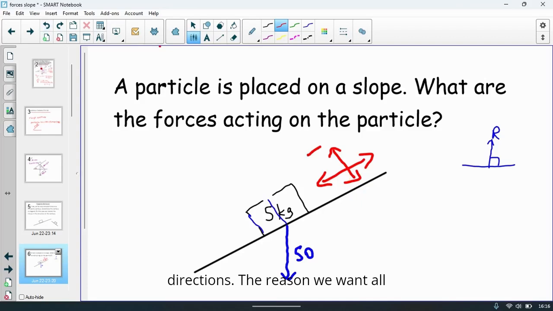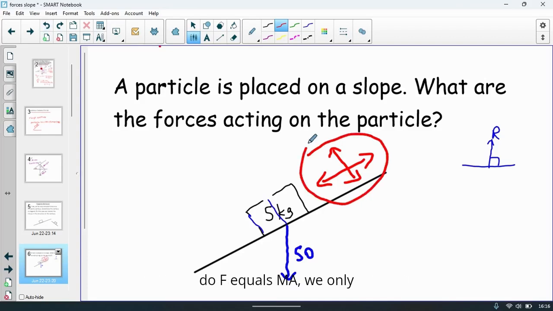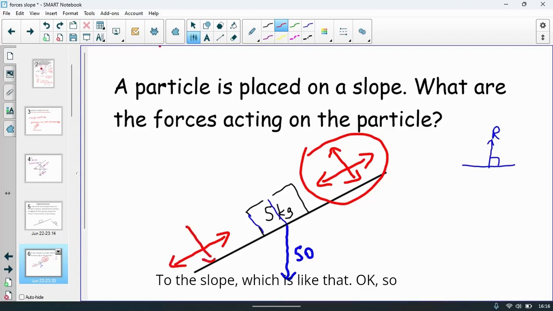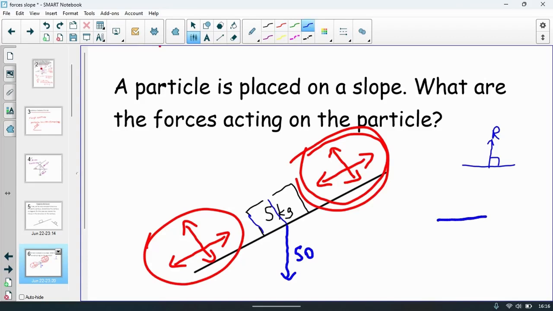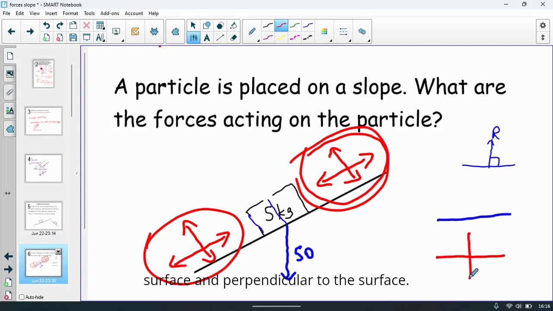The reason we want all forces like this is because when we do F equals ma, we only have two directions that we work with. We can't have any other random directions. So the general rule for F equals ma is you do the direction of the slope, which is like that, and perpendicular to the slope, which is like that. Same as what we had with a flat surface: in the direction of the surface and perpendicular to the surface. It was the exact same concept.